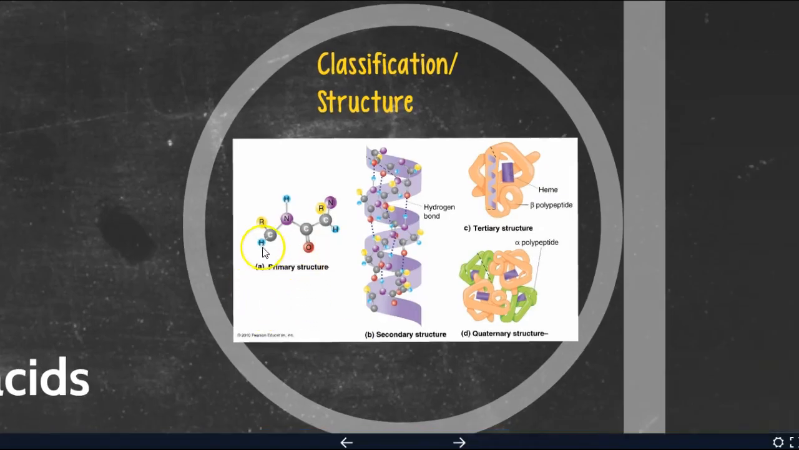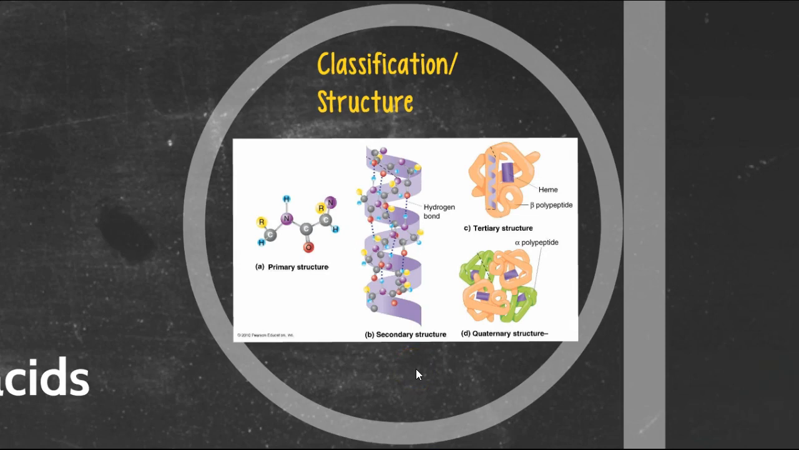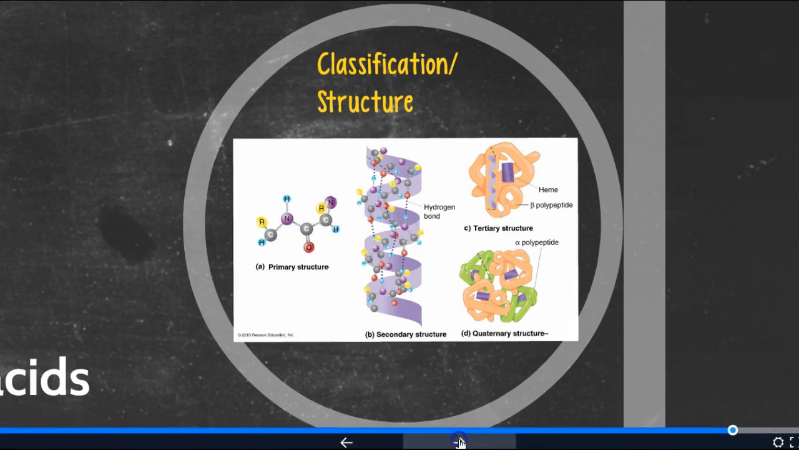Classification or structure. Proteins can be arranged in a linear way, which is called a primary structure. They can be put into helixes or spirals, and this is called a secondary structure. And then there's tertiary and quaternary structures, which just means that they're folded onto themselves, which is a tertiary structure, and a quaternary structure would be more than one protein folding together or joining together with other proteins. So again, the monomer for a protein is an amino acid, and the polymer is going to be the actual protein. These are the ingredients for life.